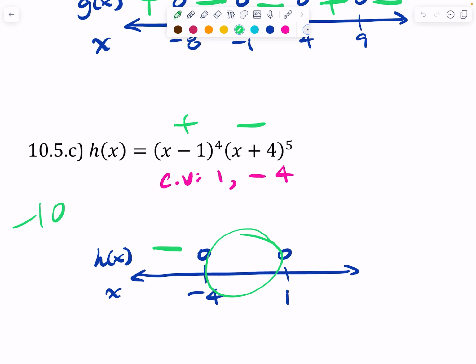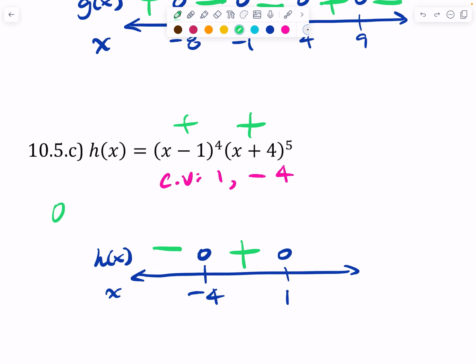Next up, something between -4 and 1. I'm going to select my favorite, 0. 0 minus 1 is negative, but that to the power of 4 is positive. Okay. 0 plus 4 is positive. That to the power of 5 is positive. So that product is positive. It did switch when we passed over x equals -4.